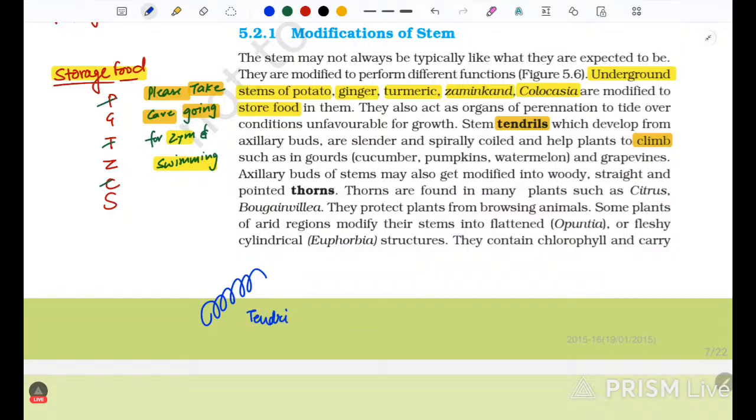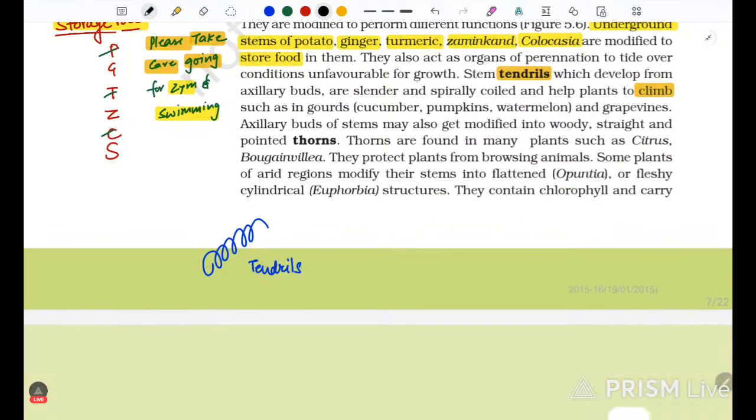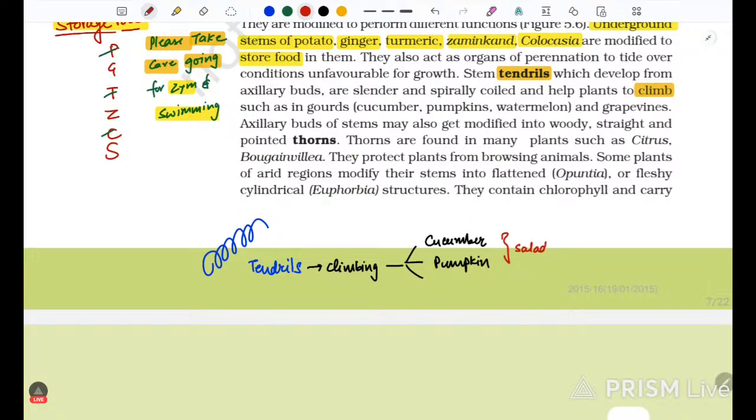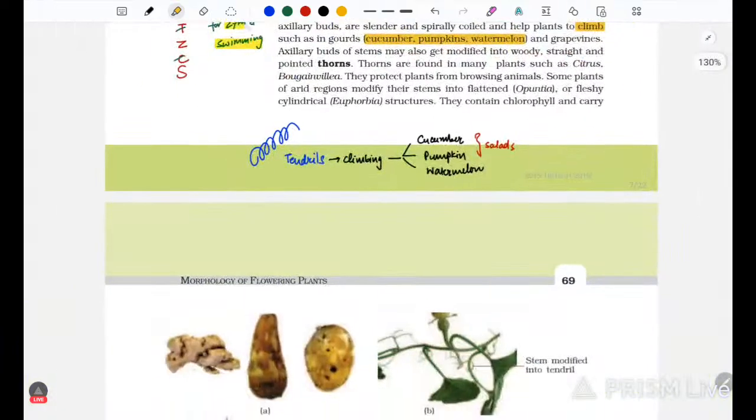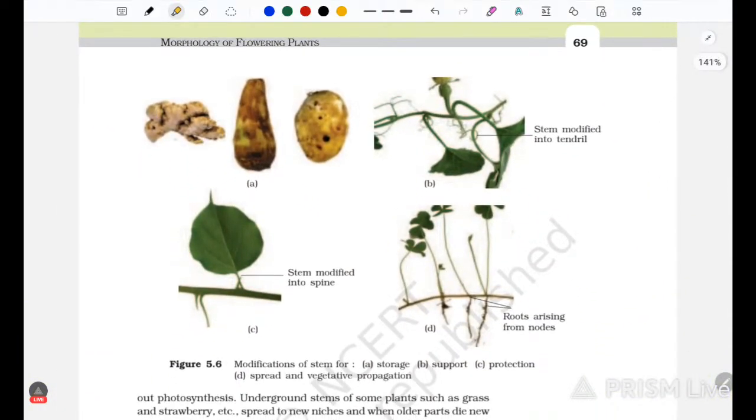These are called as tendrils, which are required for climbing. These are seen in your cucumber, your pumpkin. Cucumber and pumpkin is something which is daily served in the diet of salads. In salads we generally consume the cucumber, the pumpkins, and one more thing which we consume is watermelon. Please remember this is important, that cucumber, pumpkins and watermelon have climbing tendrils.